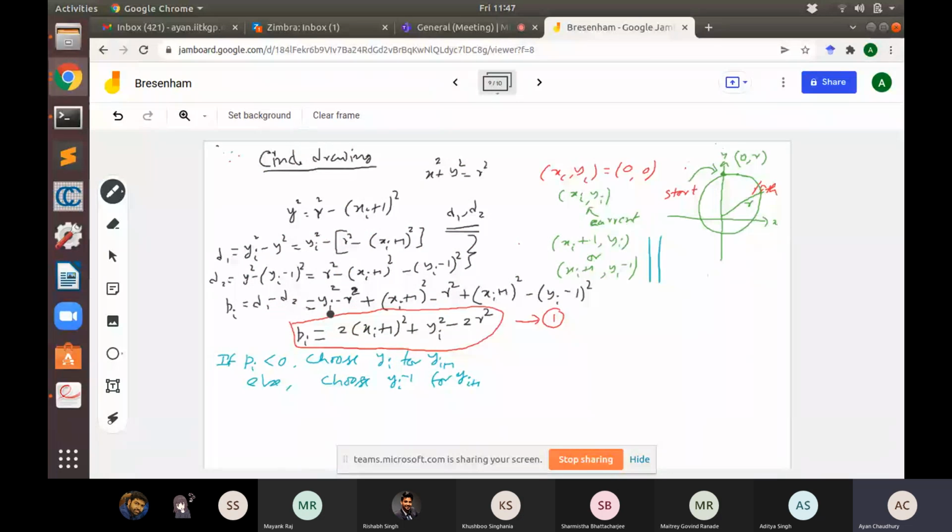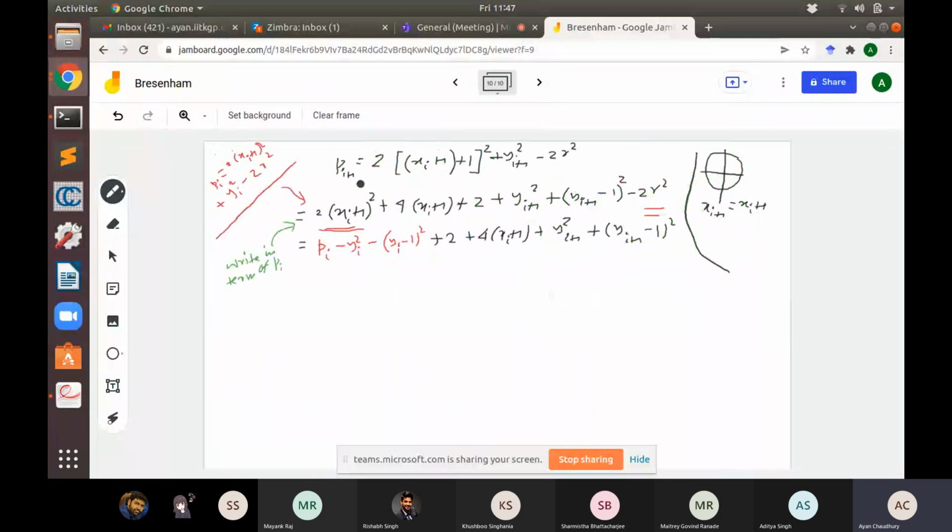Okay, so what we did is we simply compute the pi from the expression of d1 minus d2, and then try to determine the cases of whether yi is closer or yi minus 1 is closer. So for this we just substitute the value from the previous equation of pi into this equation. Okay. So now it's again a simple algebraic simplification, nothing special about it.